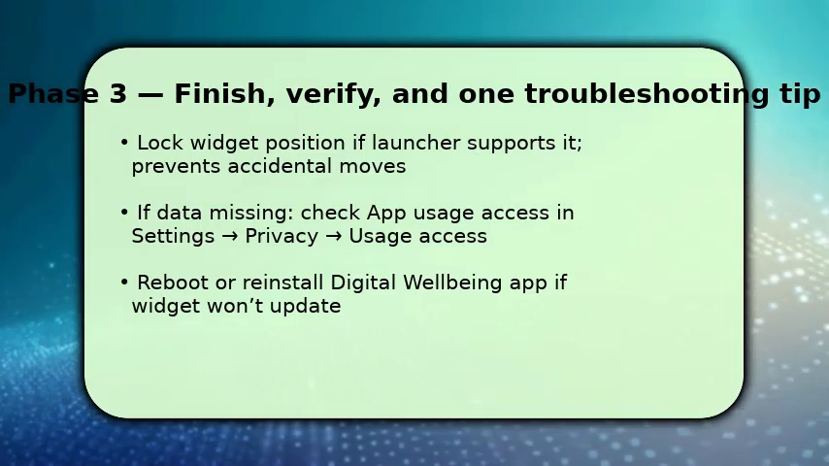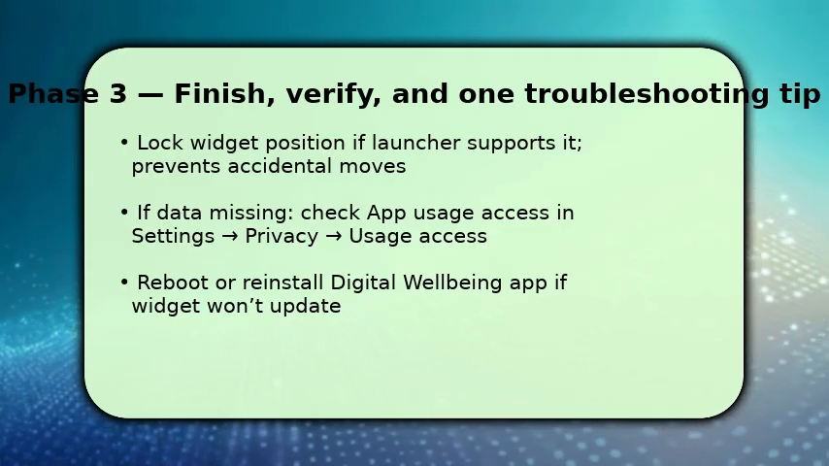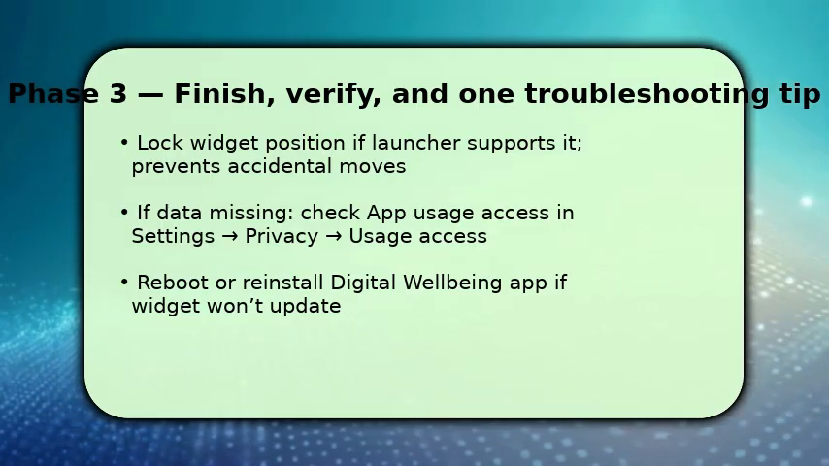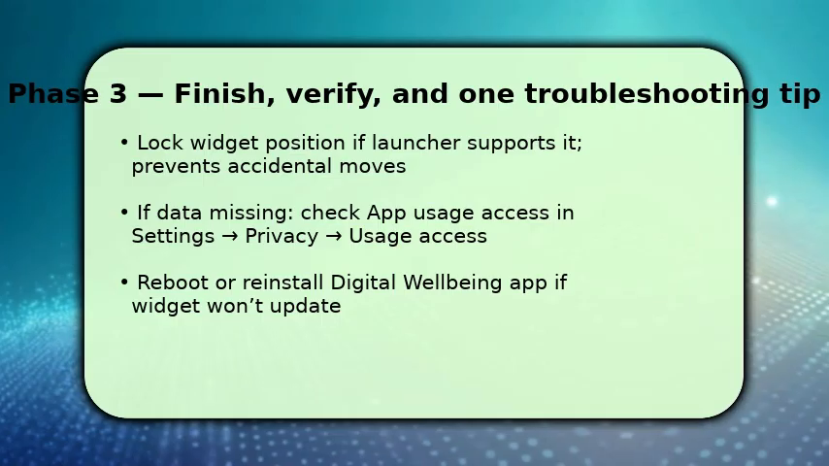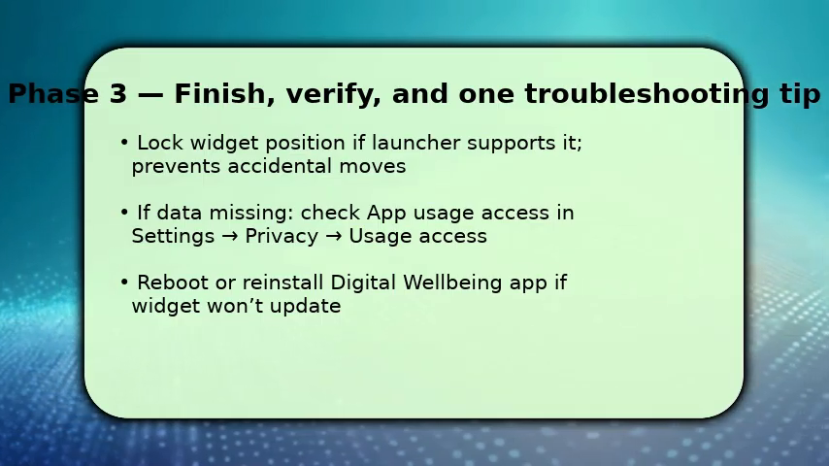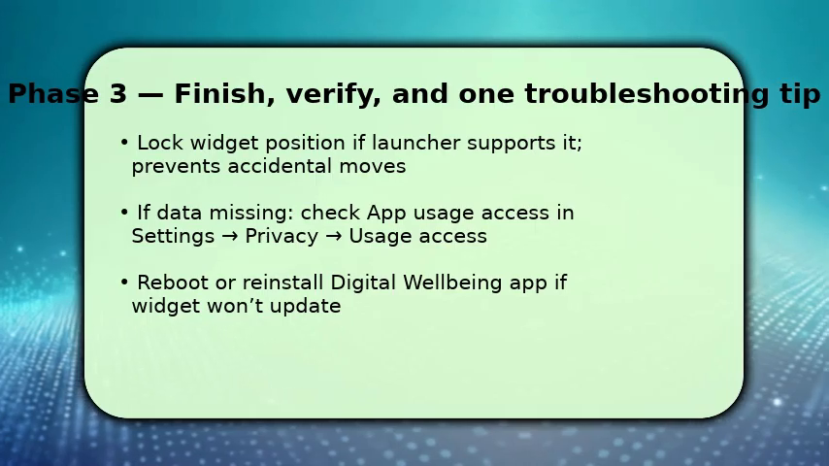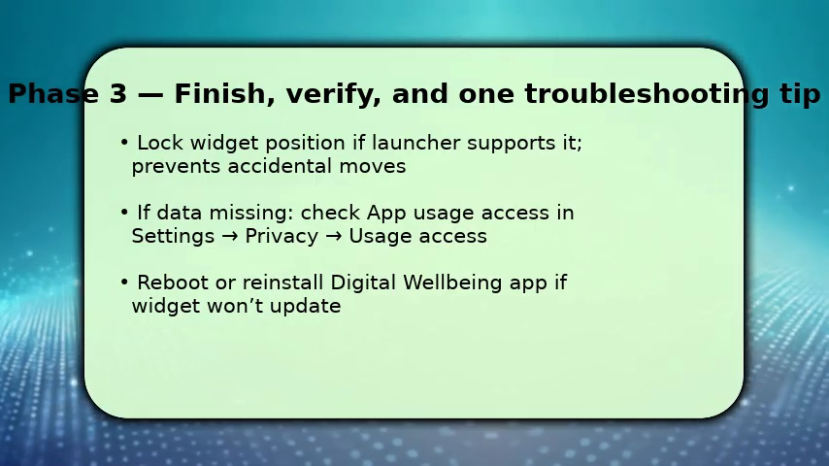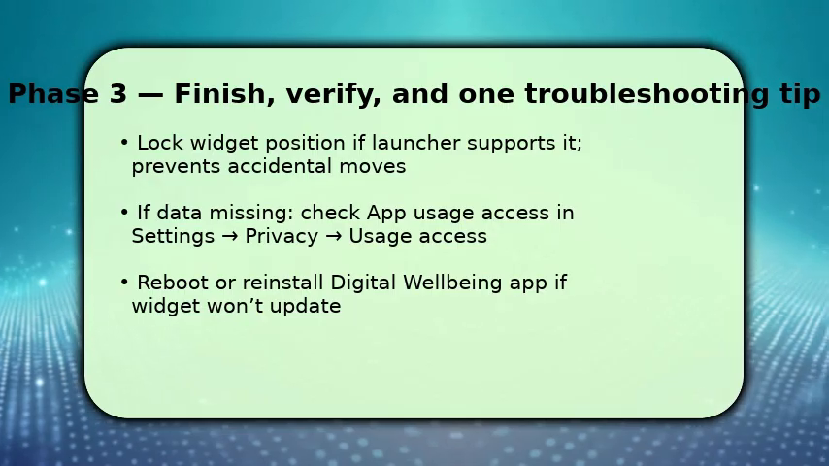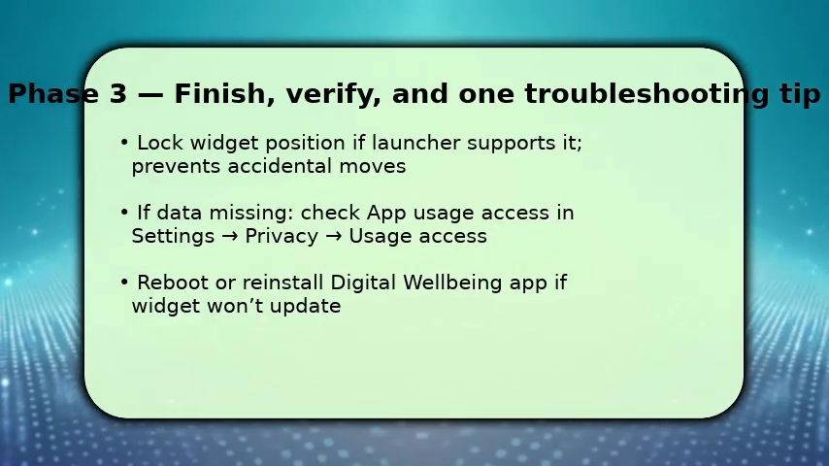If the widget shows no data, open Settings, then Privacy, then Usage Access, and make sure Digital Wellbeing has permission to read app usage. Without it, the widget is blank. As a final tip, reboot your phone or reinstall the Digital Wellbeing app to force a refresh if the widget refuses to update.